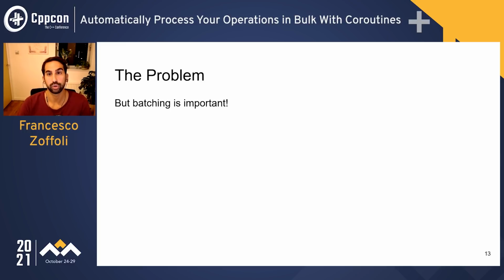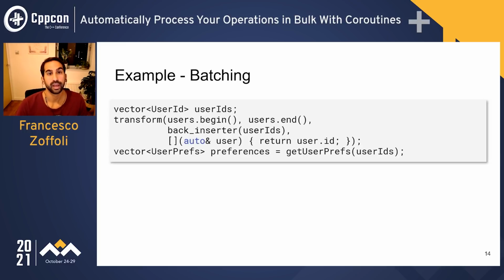So let's rewrite the code using batching. Here, we are going to start with a vector of users, and then we can use the std library algorithm transform to extract the user ID from the users and put it into the user IDs. At this point, we have a vector of user IDs, and we can call getUserPreferences with all the IDs to get the preferences.